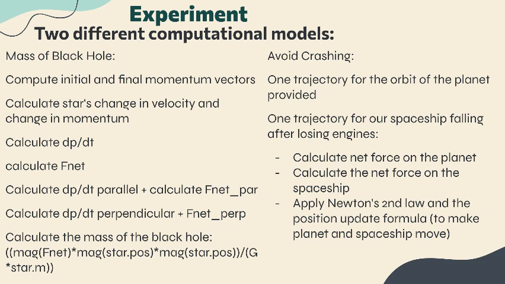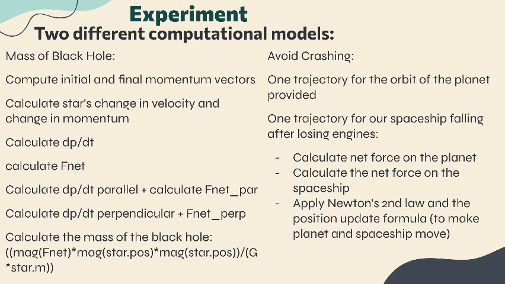Moving on to how we did the avoid crash model: one trajectory for the orbit of the planet was provided, and the other trajectory we had to find, which was the trajectory for our spaceship falling after we lost control of our engines. First we had to calculate the net force on the planet, and then the net force on the spaceship, and then we applied Newton's second law and the position update formula to make the planet and the spaceship move. So that is how we made our second model.